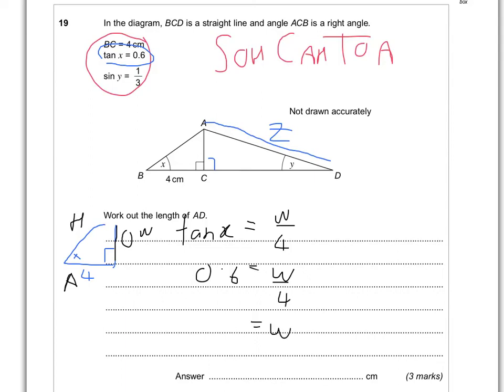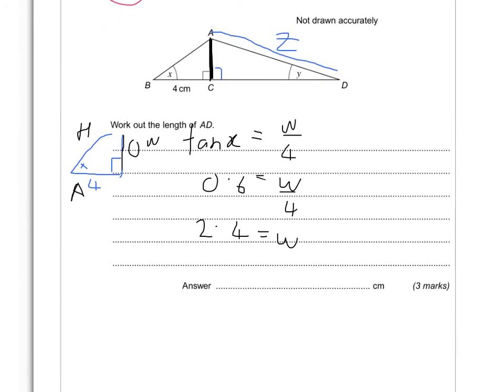So w is times both sides by 4, 2.4. So I now know that this length here is 2.4, AC. So I can now think about a second triangle. So a second triangle would be, and I now know that is 2.4, and that angle there is y, and I want to find this length z, and I know it is to do with sine, because that's what's given at the top. So the sine of y equals opposite over hypotenuse, h is the hypotenuse, opposite y is there, so it's 2.4 over z.